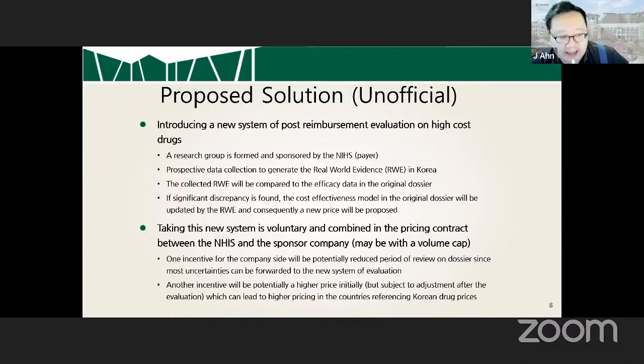evaluation, and they collect actual effectiveness data from Korean patients for a certain period of time, and then that data will be used to recalculate the cost-effectiveness of the drug. So if any significant discrepancy is found, then it may enter into a new price contract. Otherwise, the initial price contract remains, or any other measures can be obtained.